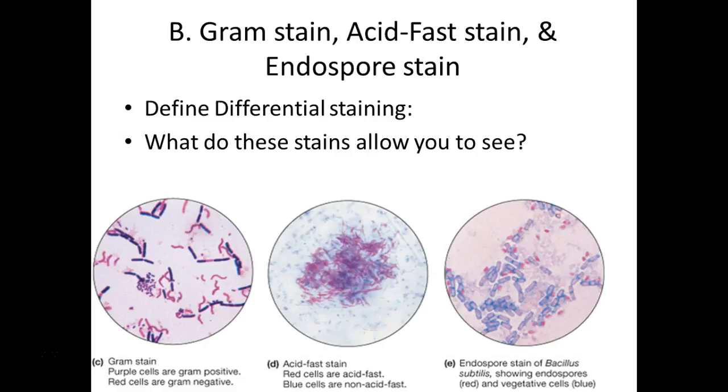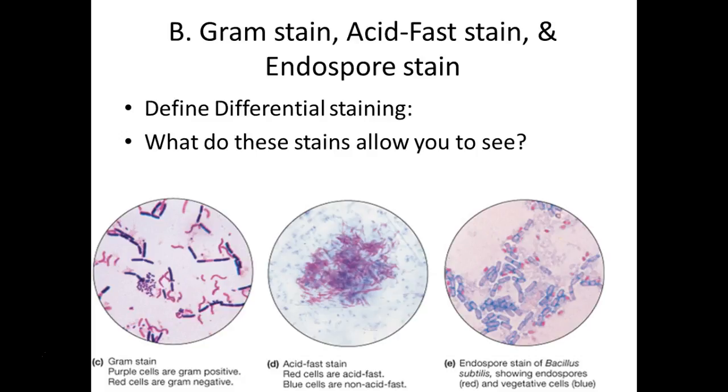What type of dyes do you think these are? Because they're staining the cell, aren't they? Are they basic or acidic? They're basic, right? So we're staining the cells, but what do you notice in this picture? What colors do you see? Purple and pink. We've got two different colors. We've got two different cell types.